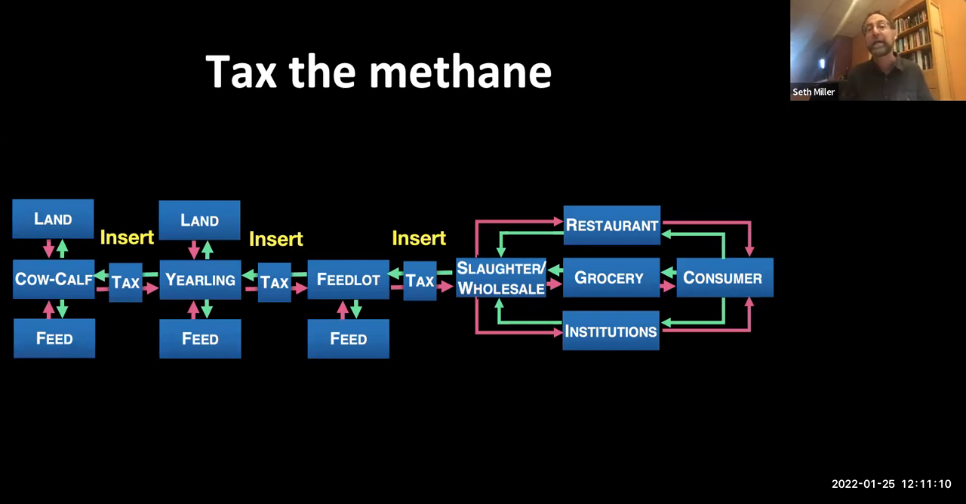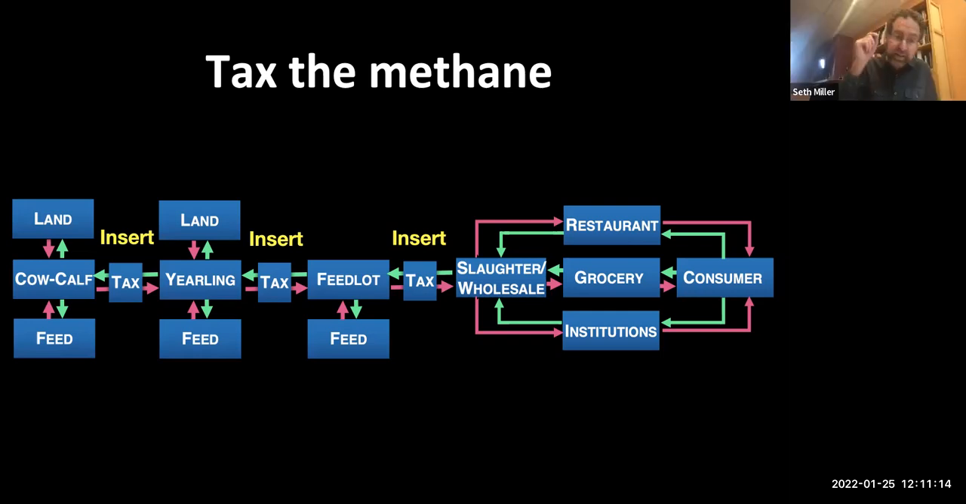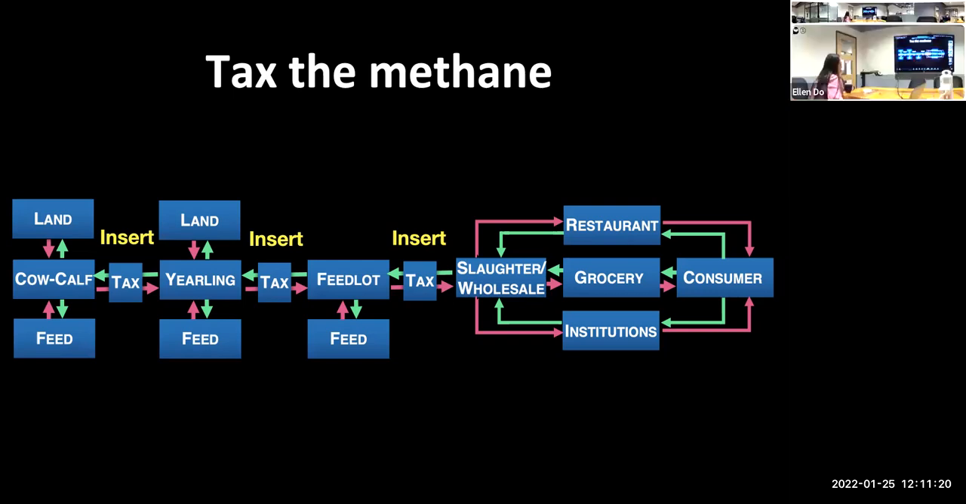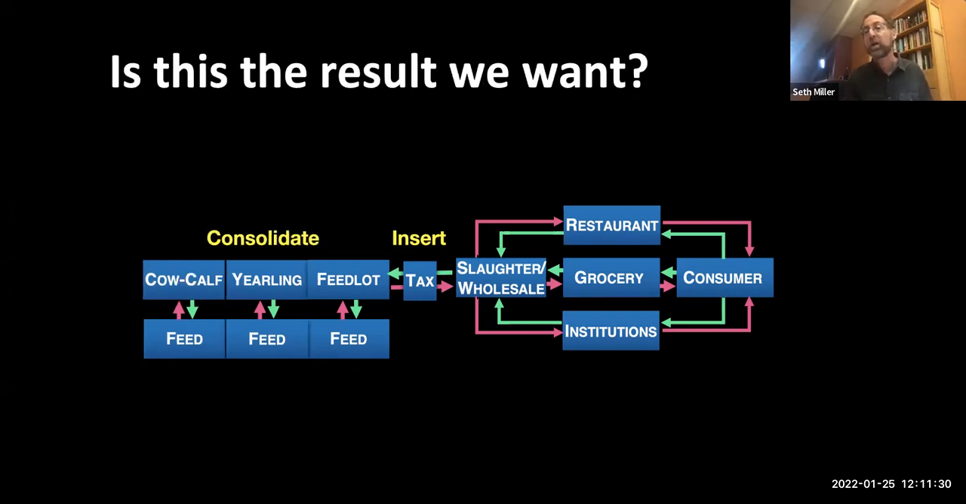You can also use these maps in order to evaluate ideas that come out. So this is what taxing methane might look like on here. And you can see immediately that if we insert a tax on pollution with each transaction, a tax on carbon, what we're doing is we're making the cow operation more expensive. And a natural consequence of this might be to consolidate it.